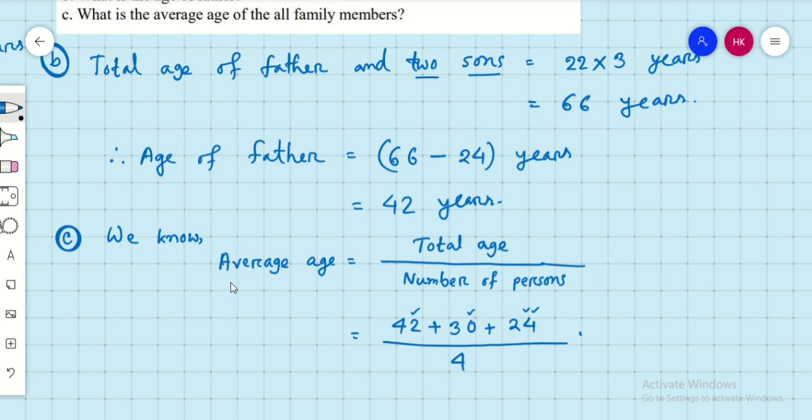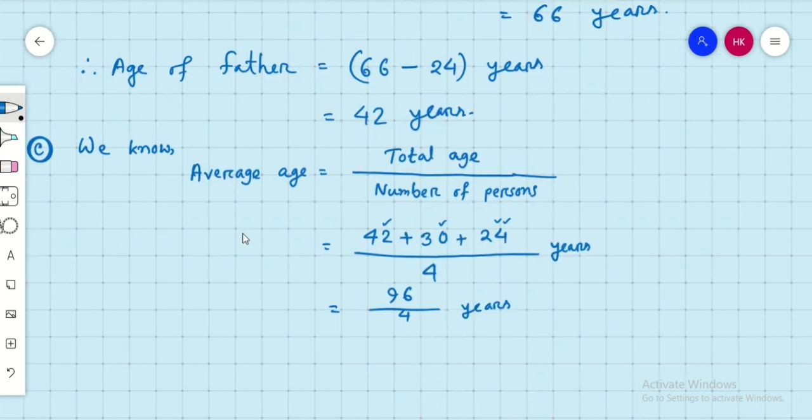So this is the average age. If we add all these numbers, we will get 96 by 4 years, and the answer will be 24. If we divide 96 by 4, 4 2s are 8, 4 4s are 16. This is the rough. So we will get 24 years as average age. So the average age of all family members is 24. This is the answer. I hope you understand.